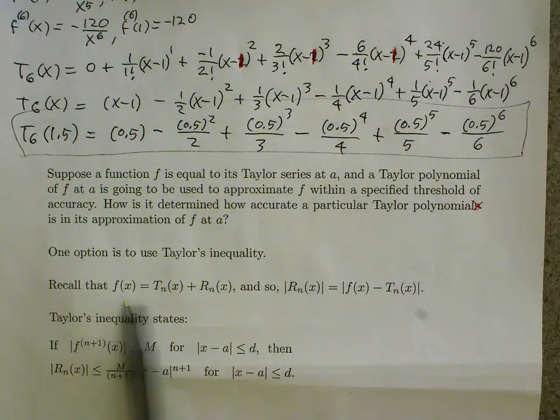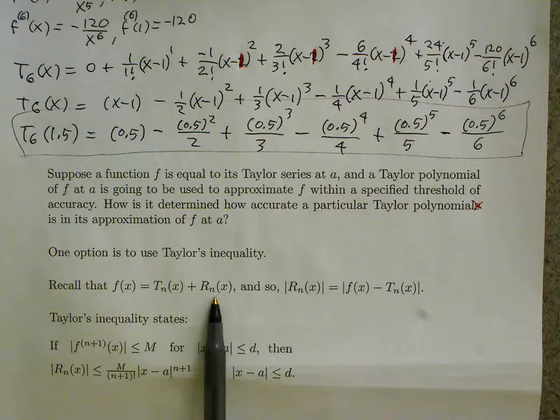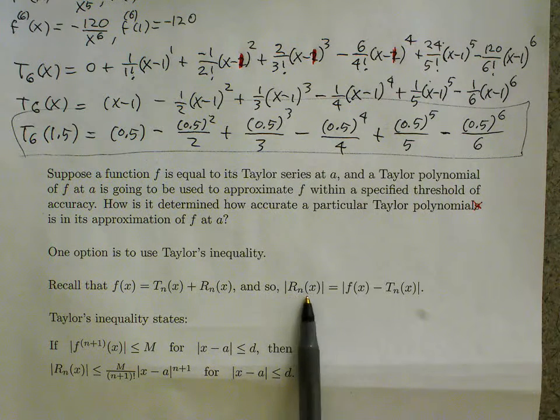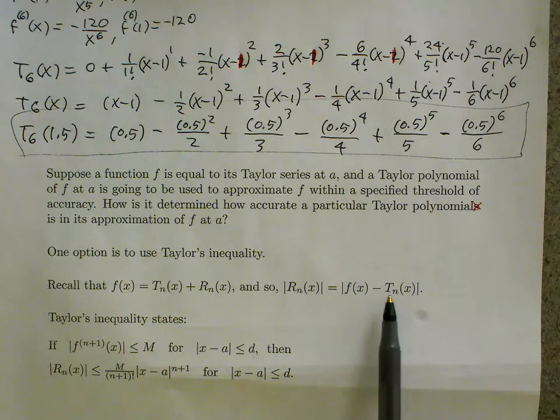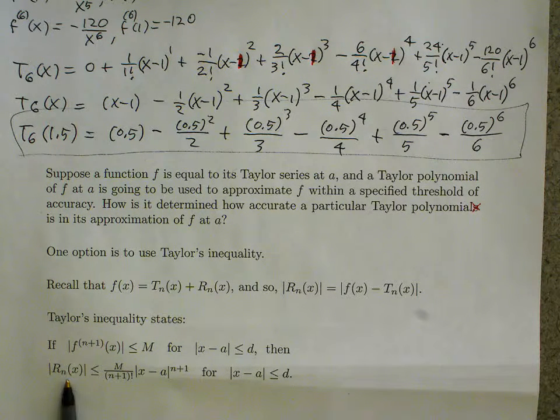So recall that f of x is equal to the nth degree Taylor polynomial plus the remainder, capital R sub n of x. And so the absolute value of R sub n of x is equal to the absolute value of f of x minus the degree n Taylor polynomial. And Taylor's inequality states that if the absolute value of the n plus first derivative of f is less than or equal to capital M for values of x that satisfy the inequality, the absolute value of x minus a is less than or equal to d, then the absolute value of the remainder is less than or equal to M divided by n plus 1 factorial times the absolute value of x minus a to the n plus 1, for values of x that are in the specified interval.